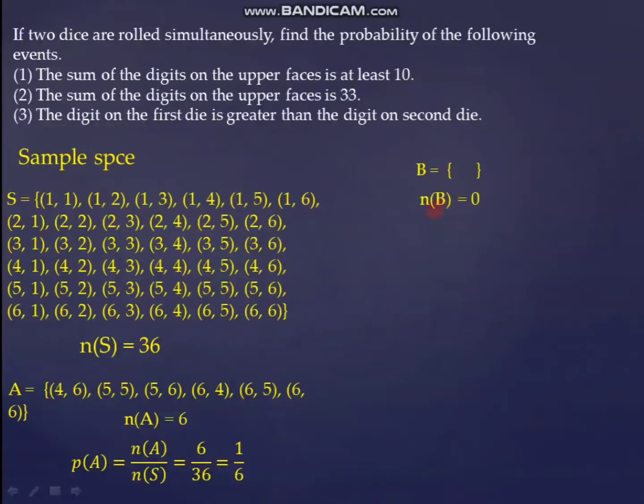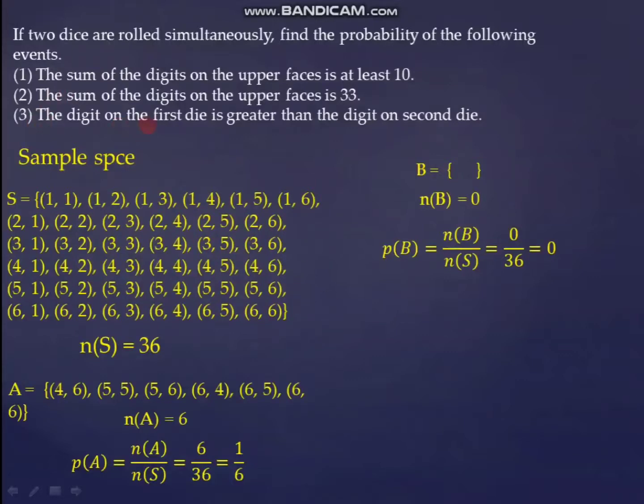Now we have to find again the probability. So the formula for probability is P of B is equal to n of B divided by n of S. That is equal to 0 divided by 36, and that's 0. So the probability of having the sum of digits on the upper faces 33 is 0, because no such point is there in this sample space.